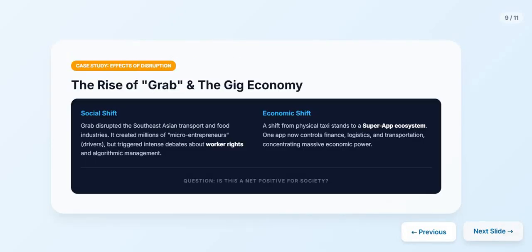For example, Grab and the gig economy. Look at Grab. It disrupted transport and food across entire regions. It created millions of jobs, but it also sparked a massive debate about worker rights and algorithmic control. This case study teaches that as IT practitioners, we aren't just responsible for the code. We are responsible for the social and economic impact that code has on real people.